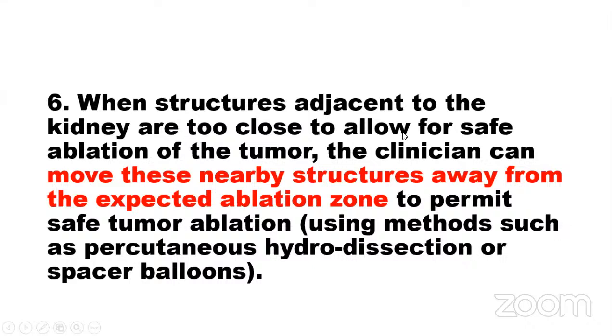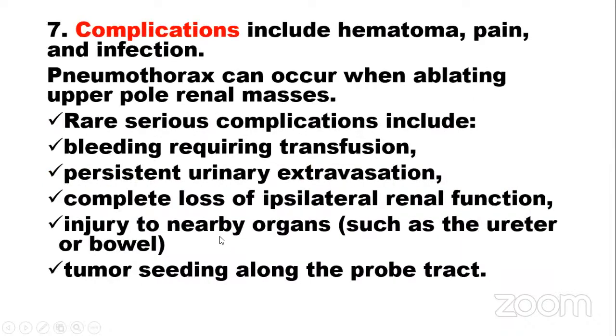When structures adjacent to the kidney are too close to allow for safe ablation of the tumor, the clinician can move these nearby structures away from the expected ablation zone to allow safe tumor ablation, using methods such as percutaneous hydrodissection or spacer balloons. What are the complications?